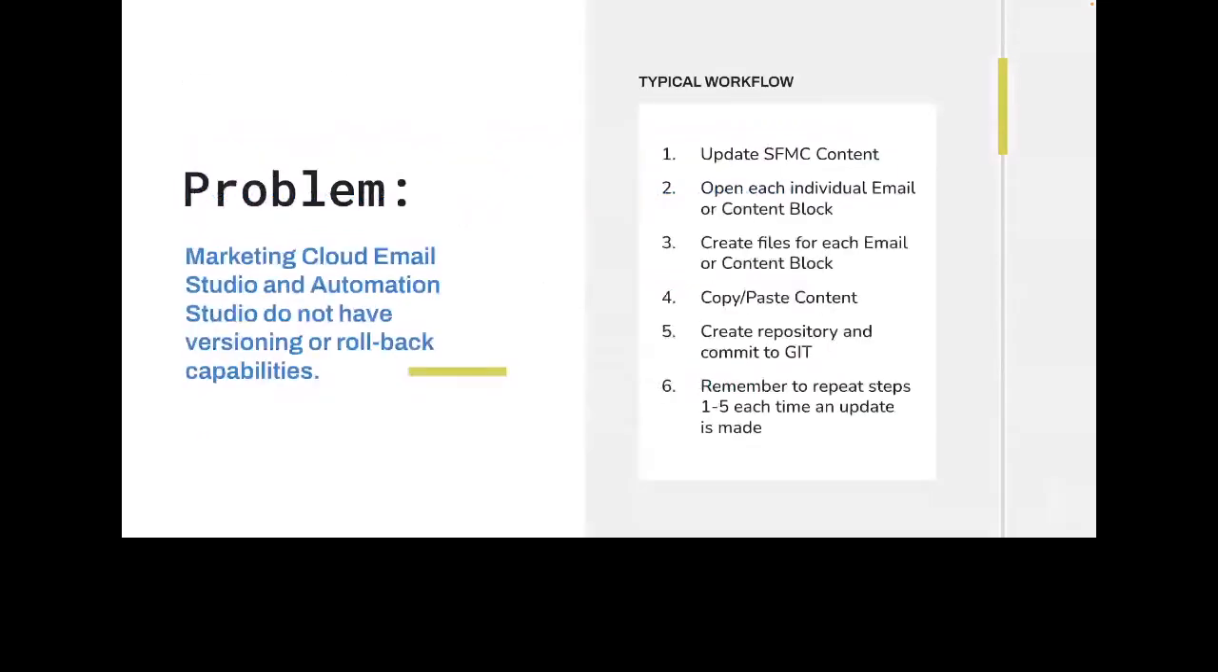Going off of that version controlling aspect, your typical workflow is you either update Marketing Cloud content, open every single content block or Automation Studio dependency. You have to create the files for each piece manually within the interface. You have to copy and paste everything. To do the version control stuff, you have to create your repository, do the Git workflow as well. And then for every change, remember every one of those steps every time an update is made.